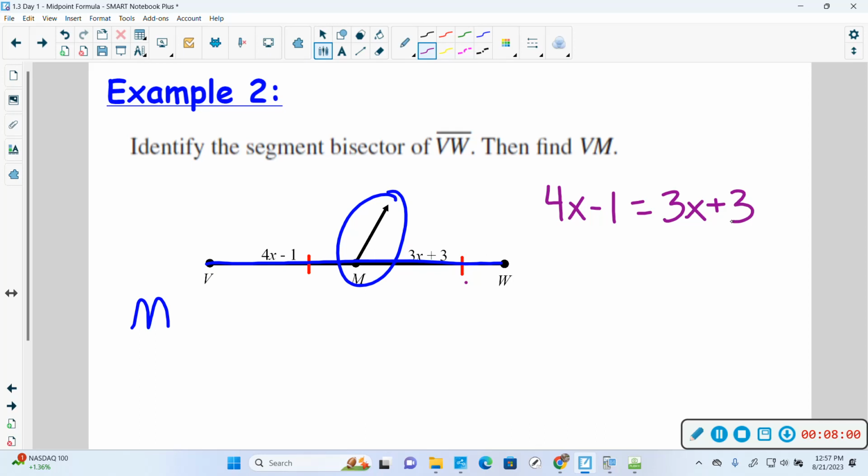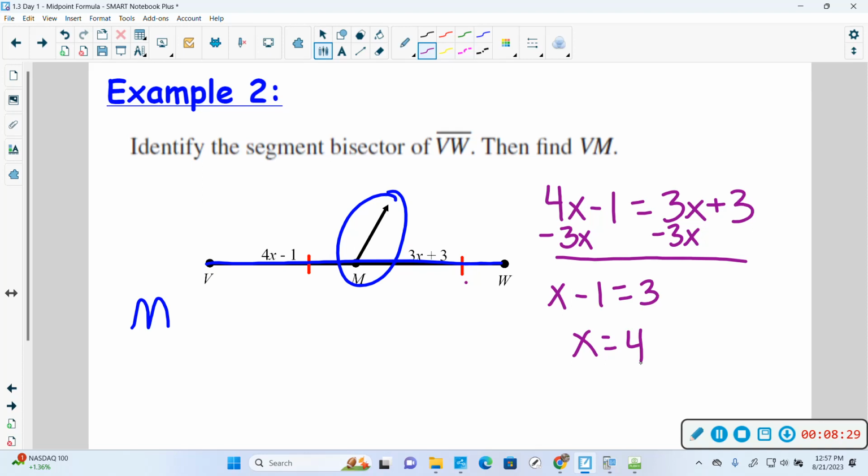Okay, I'm going to get the x's on one side, just like back in your Algebra 1 days. Remember, it doesn't matter if you subtract the 4x or the 3x. I always do the smaller amount. 4x minus 3x. And I'm guessing you can finish that in your head. X is what? 4. Now, let's make sure we read the directions and answer the problem. It wants the length of VM.